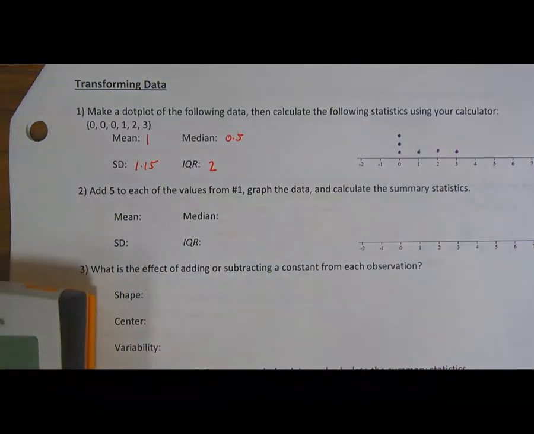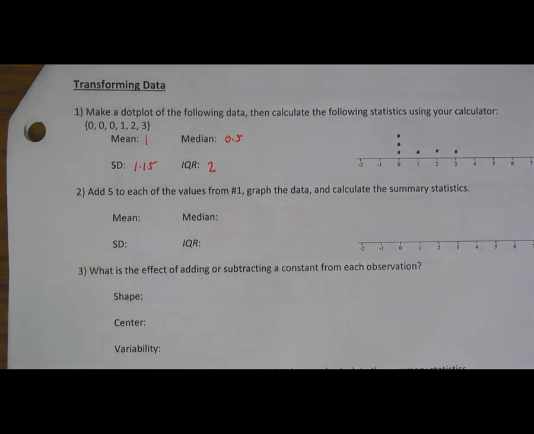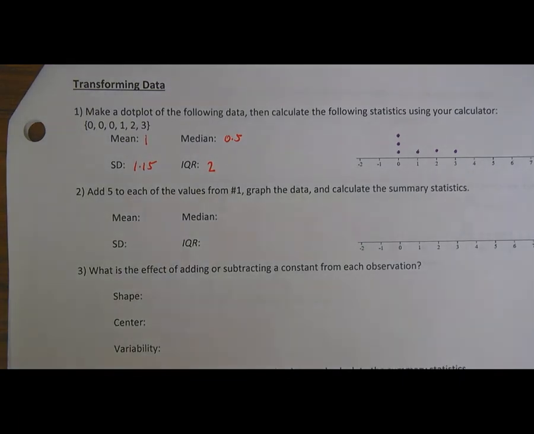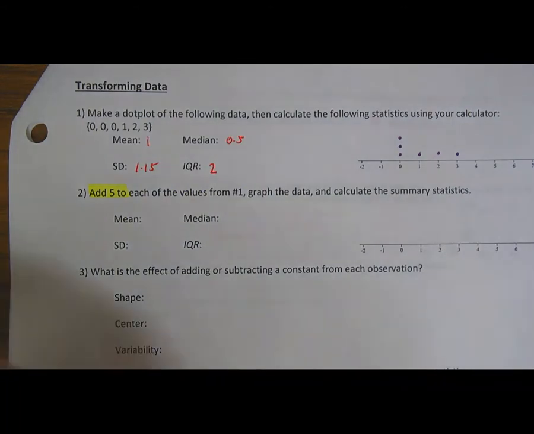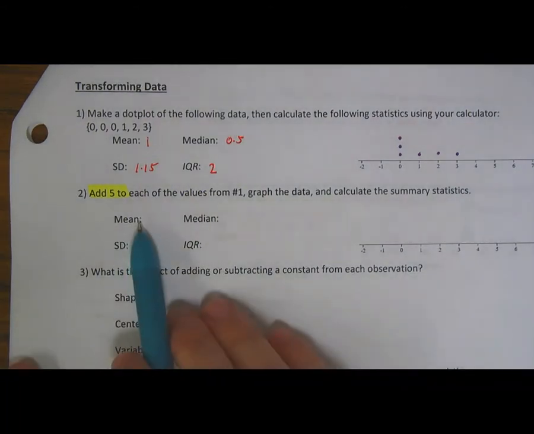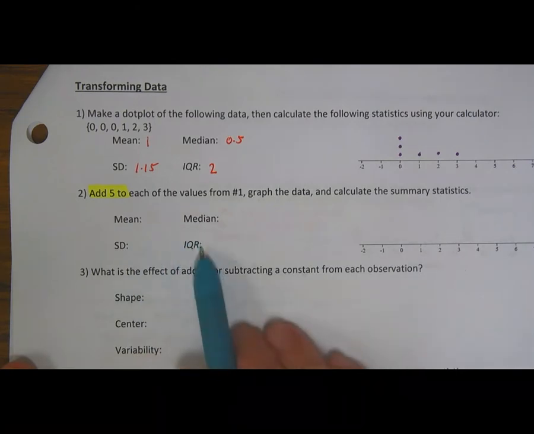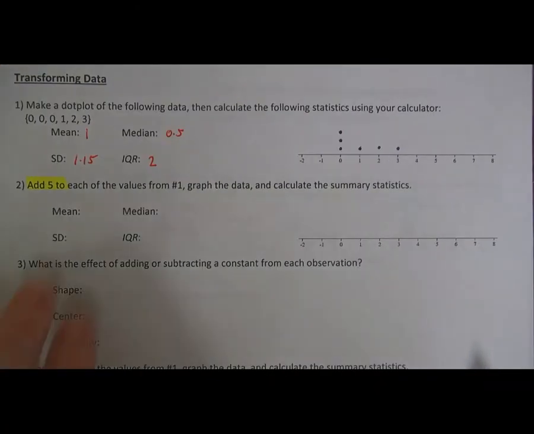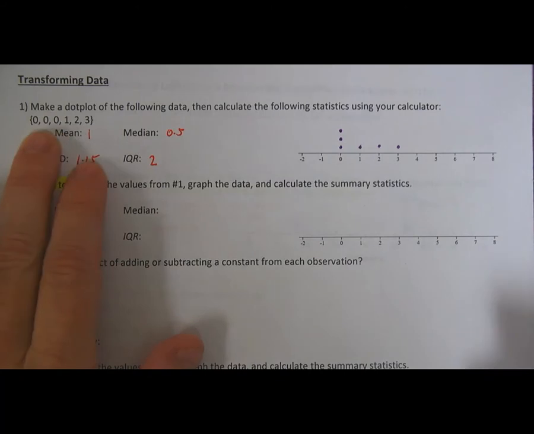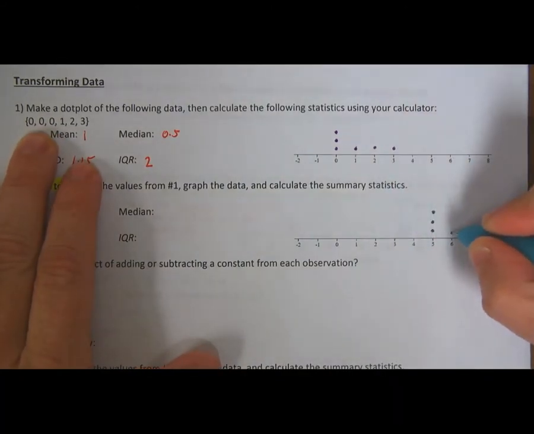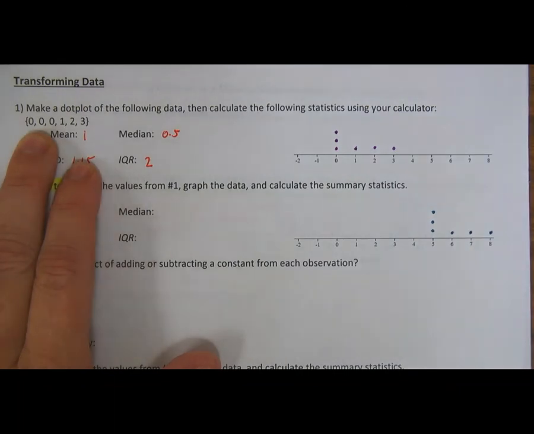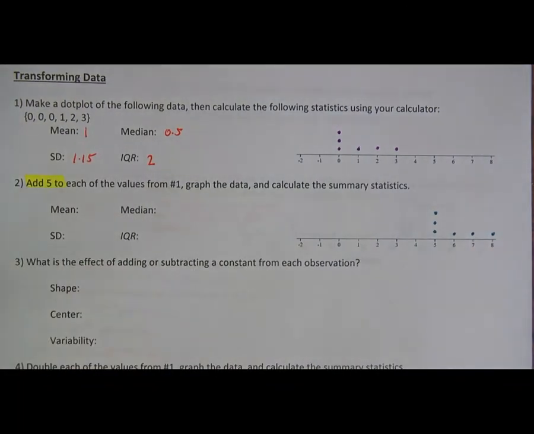So I'm going to call those the original summary statistics. We're going to see what happens on number 2 if we take all 6 of those numbers and add 5 to them. It wants us to graph that new dot plot, enter them in the calculator, and figure out the mean, standard deviation, median, and IQR. So if I add 5 to all of these 6 numbers, that gives me 5, 5, 5, 6, 7, 8.